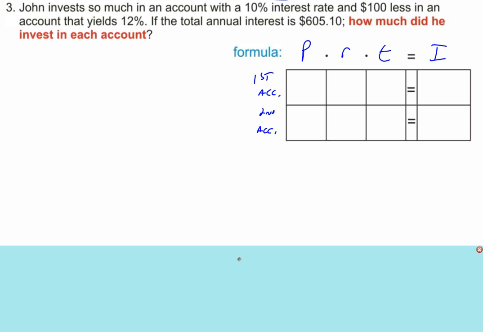Well, I've got to think now, all right? These are word problems. You must be thinking: how much did he invest? Remember, the amount you invest, the amount you borrow, is the principal. Therefore, we'll call the principal of the first account X and the principal of the second account Y.